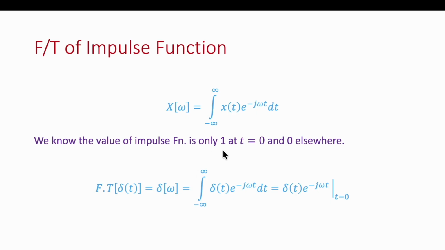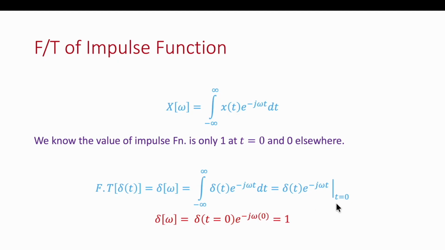You know that the function only has a value of 1 at t equal to 0, and everywhere else it is 0. That is why you don't need to take the integration at every point, because the function has a 0 value on the negative axis, from 0 to minus infinity. Similarly, from 0 to plus infinity, the function has a 0 value. The function only has a value of 1 when t is equal to 0. So you can simply write the integration as delta(t) e raised to power minus j omega t when t is equal to 0.